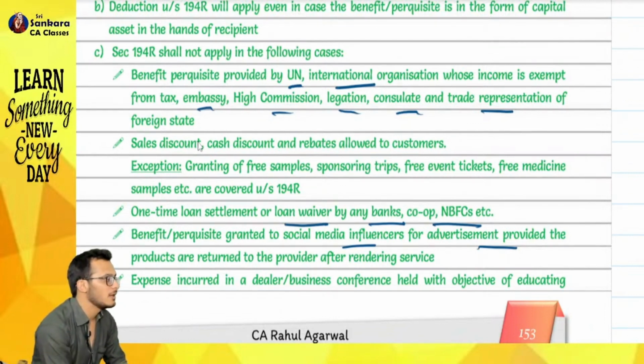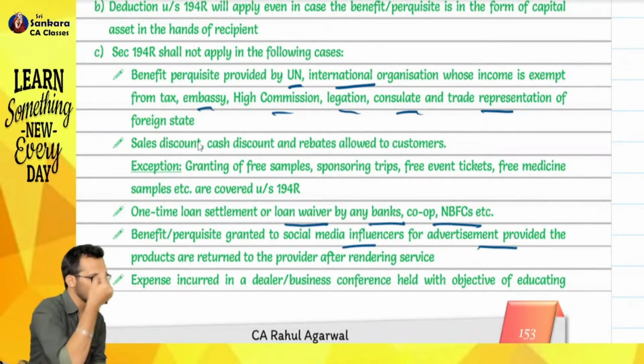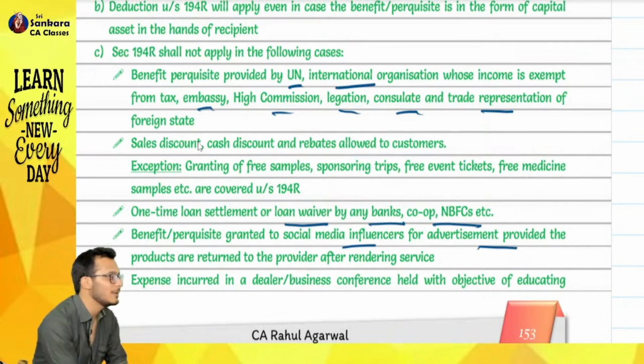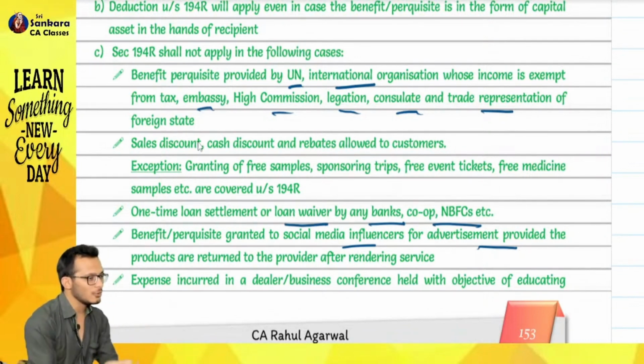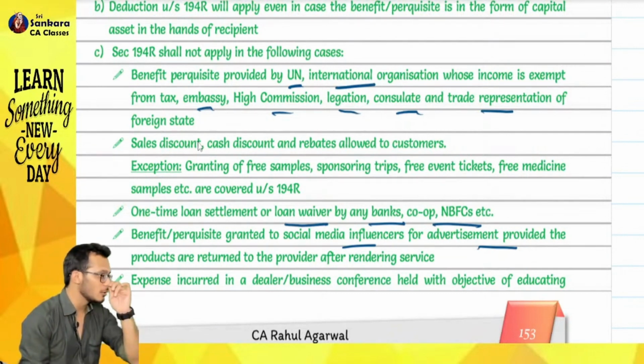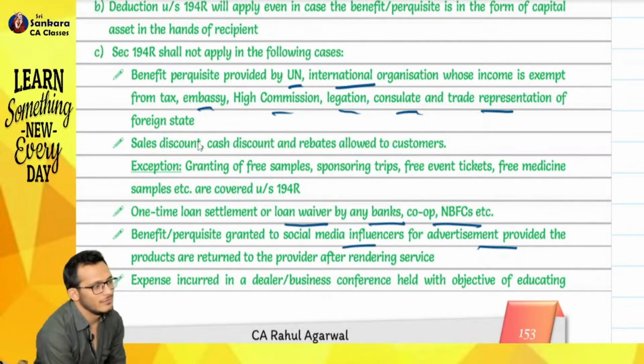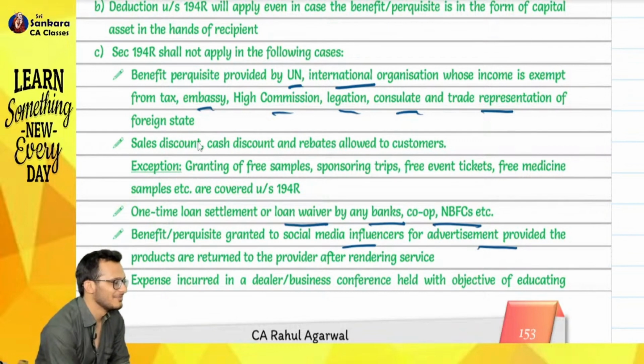Clear? Rahul, suppose he opened up the product, took one scoop, put it on his face and then gave back the product. TDS applicable or not applicable? It's a fairness cream. That person on TikTok opened the fairness cream, took a scoop, put it on his face and then gave the product back to the owner. Will the owner deduct TDS on this? Why?